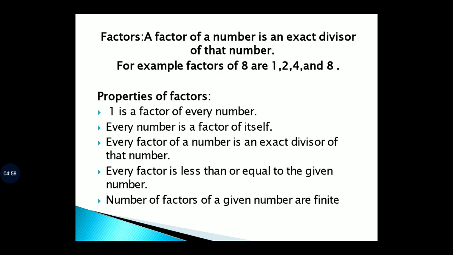1 is a factor of every number. That means 1 is a compulsory factor for every number because every number is divisible by 1. Second point, every number is a factor of itself. As you can see in the above example, 8 itself is a factor of 8. That means 8 is also divisible by 8.